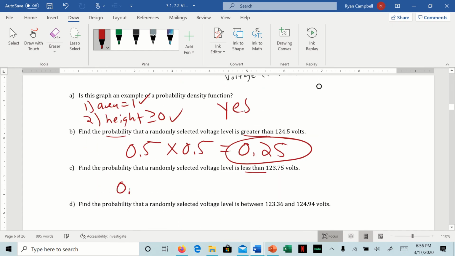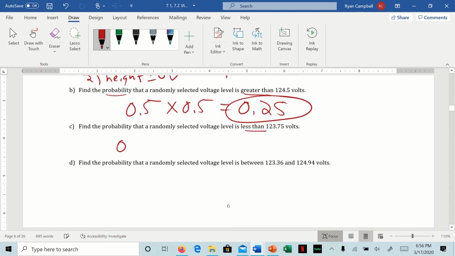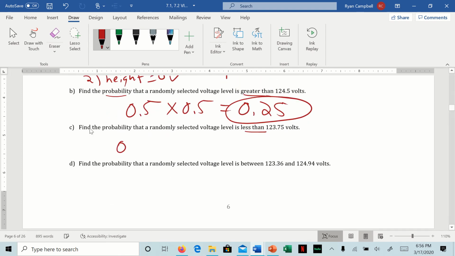So we do 0.75 times 0.5, and it's all disappearing on me again. I don't know what's happening. There we go. Which is 0.375.